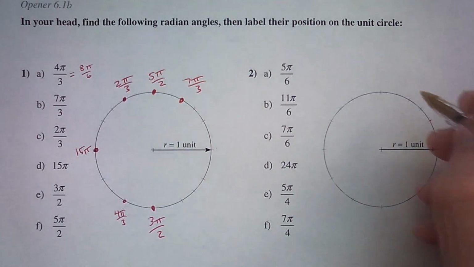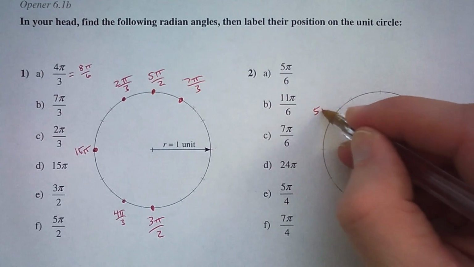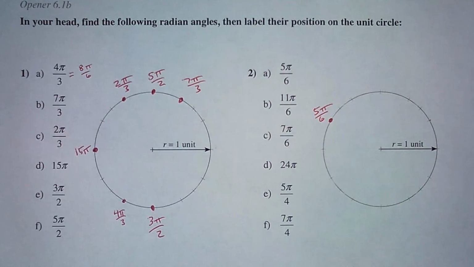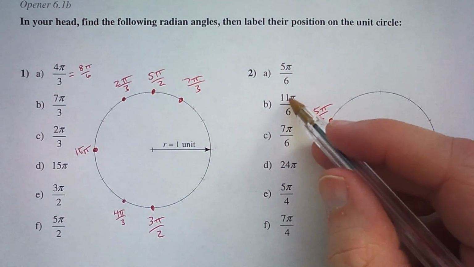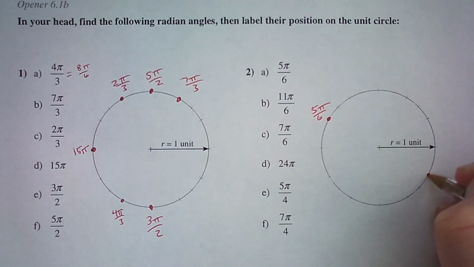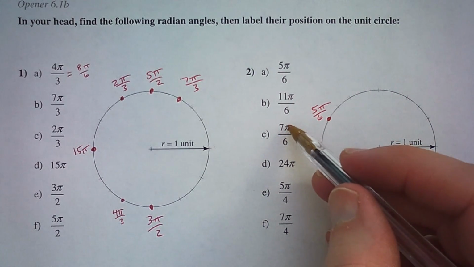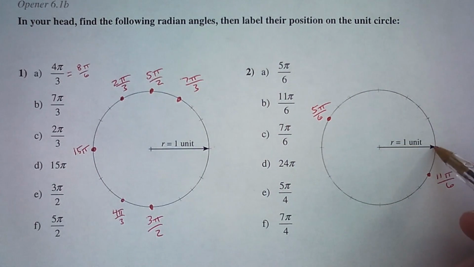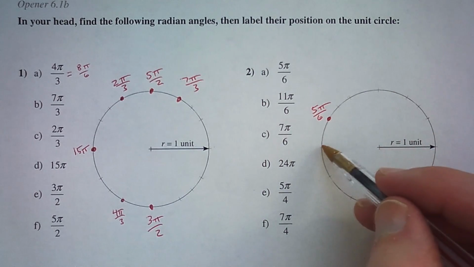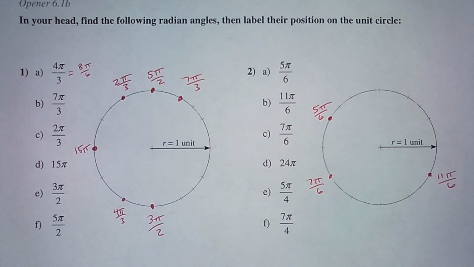So that's 1/6, 2, 3, 4, 5/6. 5 pi over 6. Okay, then 11 pi over 6. Now 12 over 6 would be 2, so it's just going to be 1/6 short. So that's right there, 1/6 short of being all the way around. 11 pi over 6. 7 pi over 6. Okay, 6/6 is halfway around. That's 1 pi, so one more is 7/6. 7 pi over 6.